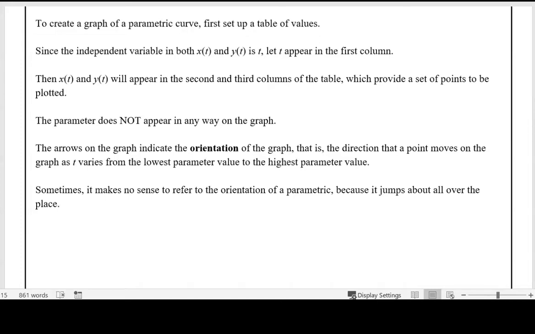The last two columns will give you a set of ordered pairs which will be plotted on the xy coordinate plane. Keep in mind that the xy coordinate plane is just the same old xy graph you've been graphing since middle school. And the parameter will not appear except in terms of the orientation. These are represented with arrows on the graph to show which direction the graph moves as the t value goes from the lowest parameter value of t to the highest value of t.